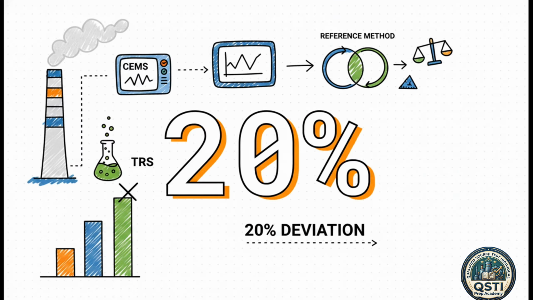Now, beyond calibration drift, we also have to look at relative accuracy. This compares the monitor's actual readings against that trusted reference method we talked about earlier. The rule here is that the relative accuracy of the CEMS must be no greater than 20% off when your calculation is based on the average reference method value.